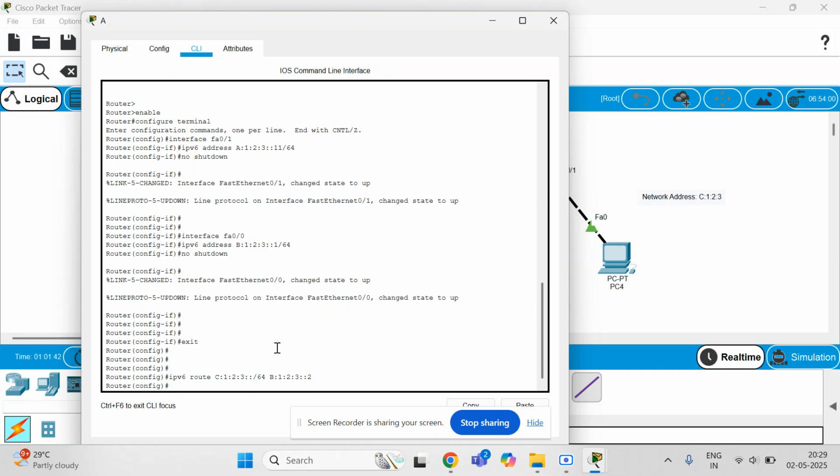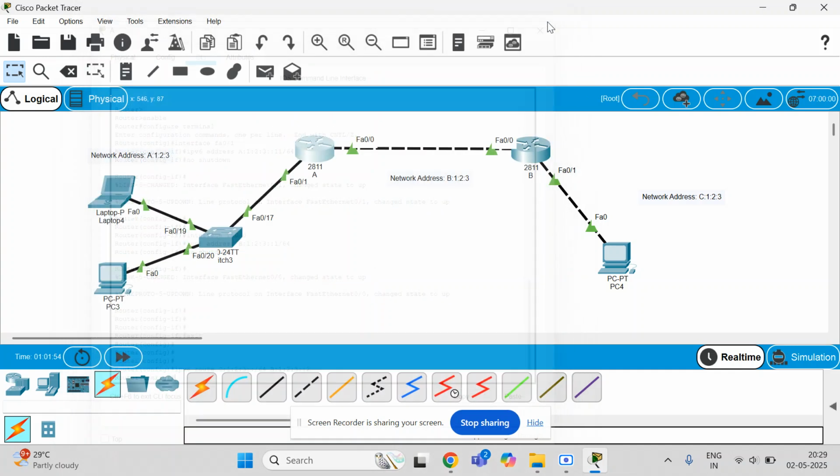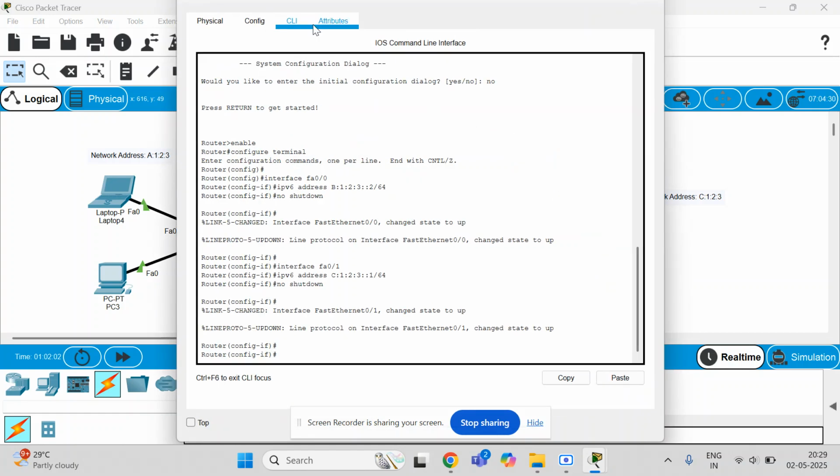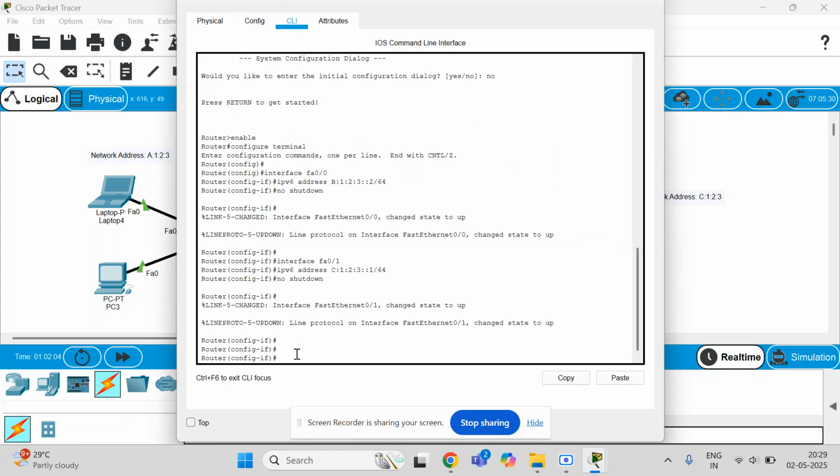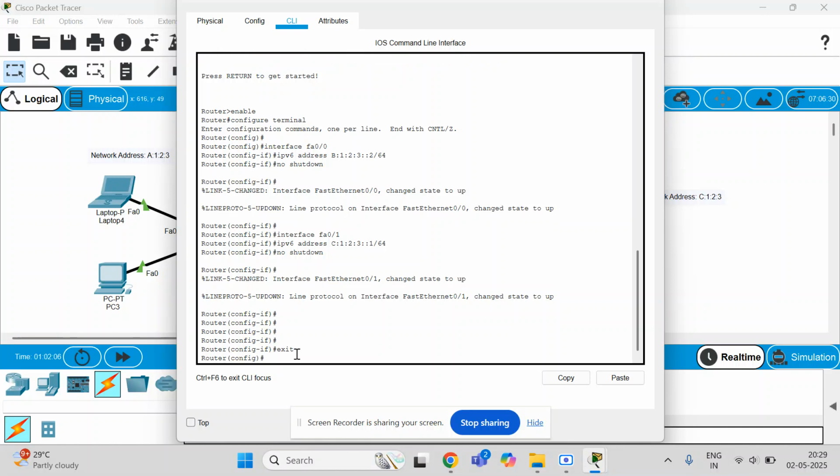This command is done. Now ipv6 route C colon 1 colon 2 colon 3 colon colon slash 64, this is the destination network address, and the next hop IP address is this. Go to the second router. Similarly, now the C network acts as a source and the A network acts as a destination network. Go to router B, again CLI, go to global configuration mode.